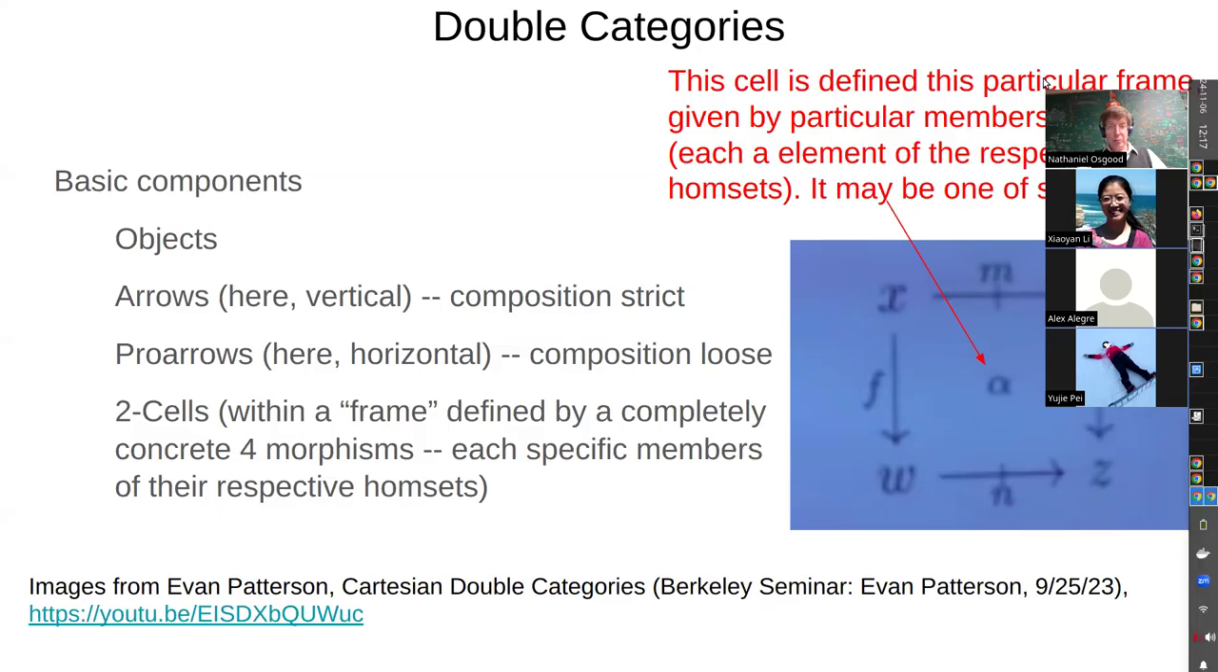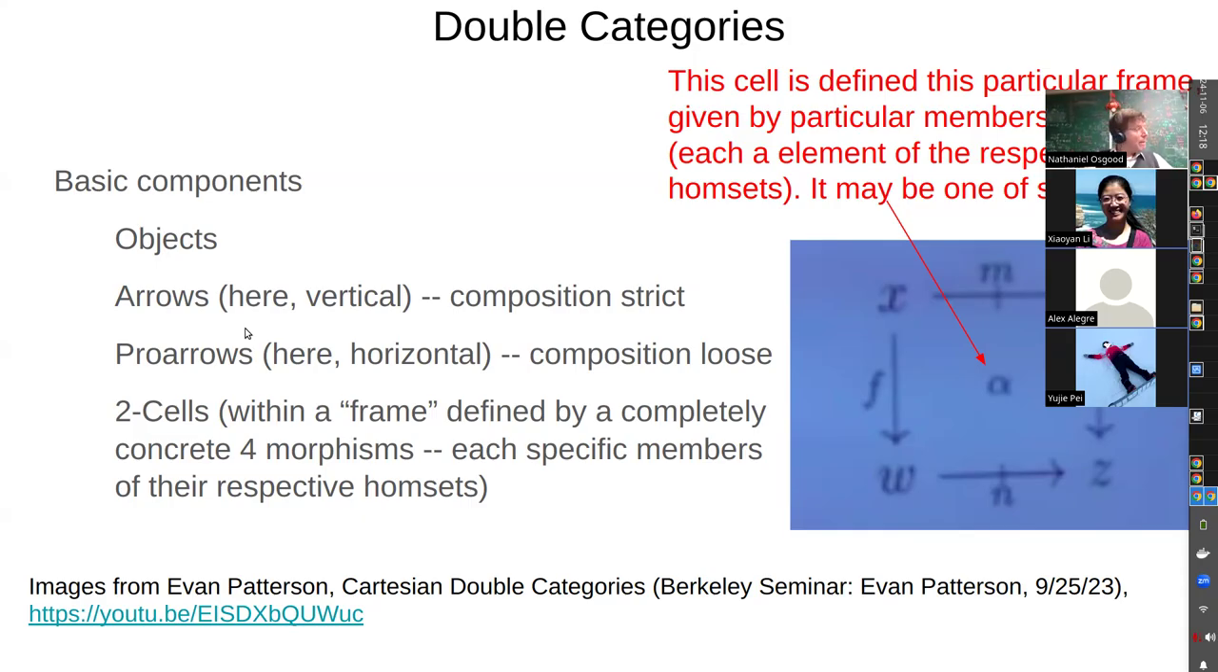These double categories, excuse me. Okay, so we have objects. We have, I'm going to call them vertical arrows, and I'll call them arrows with pro arrows, and we're going to talk about them as if it's always the case. It's not always the case, but as I understand from John, it's kind of the norm now, most commonly. You have strict composition along arrows. And along pro arrows, you have this kind of loose composition.